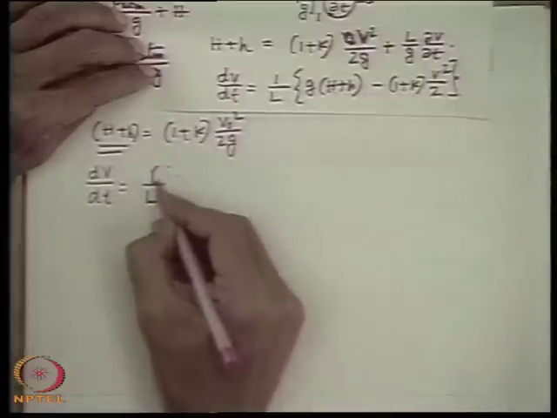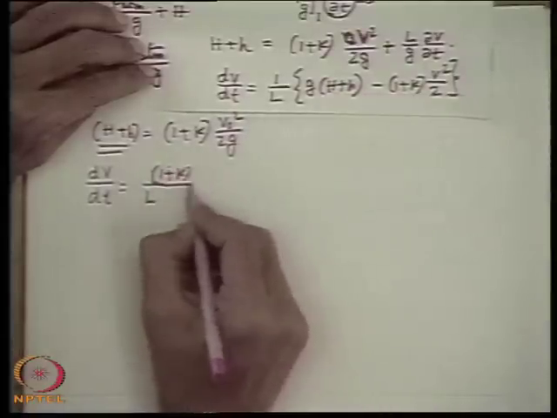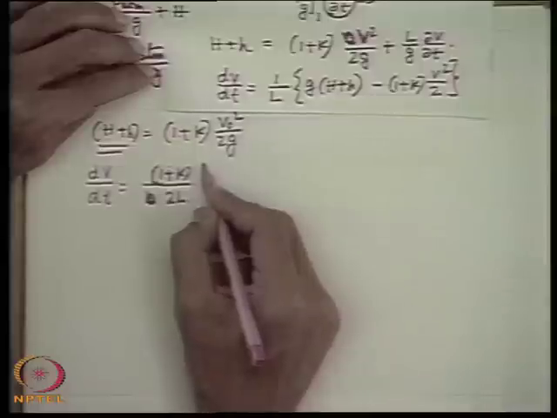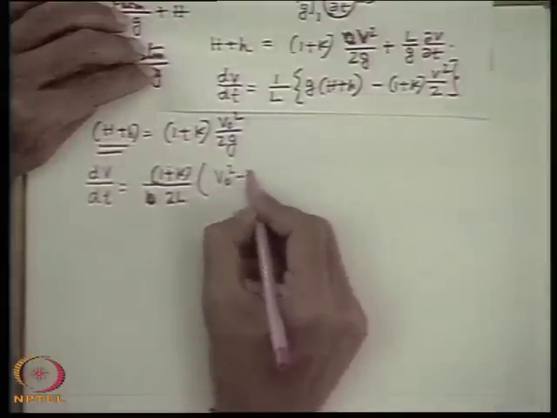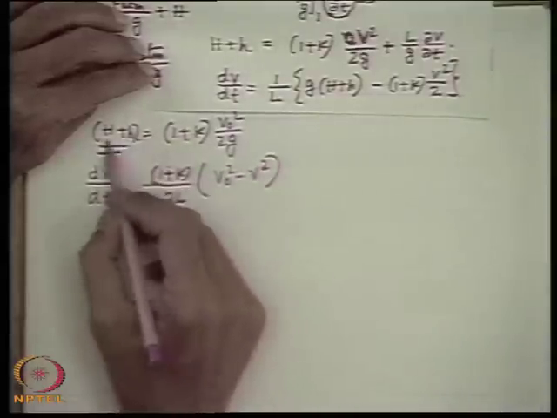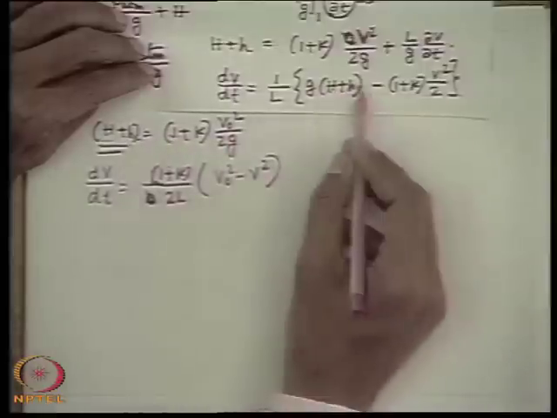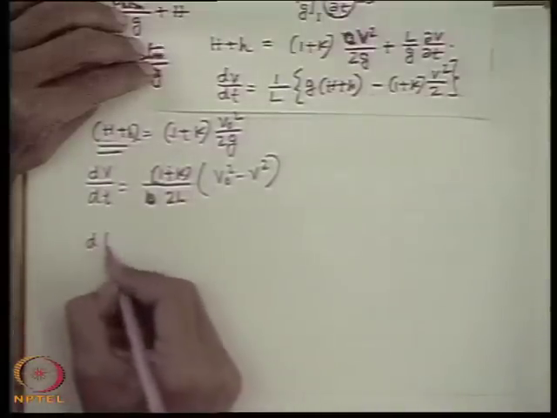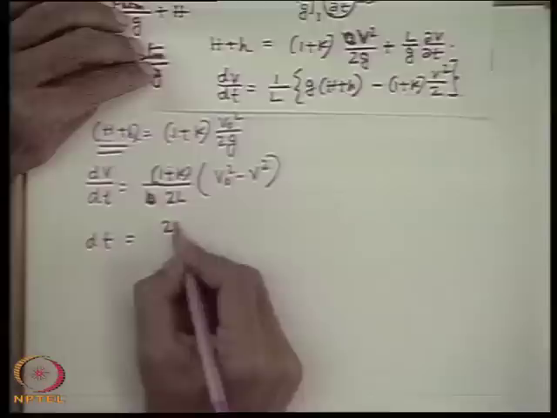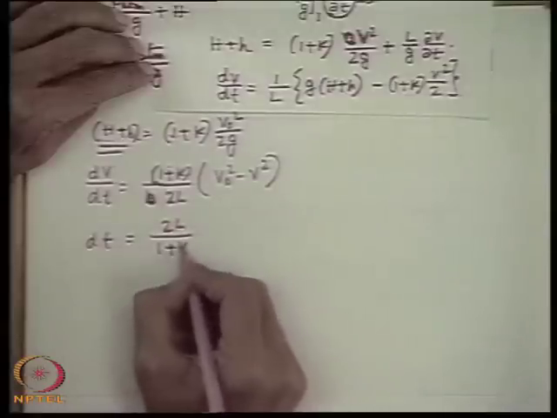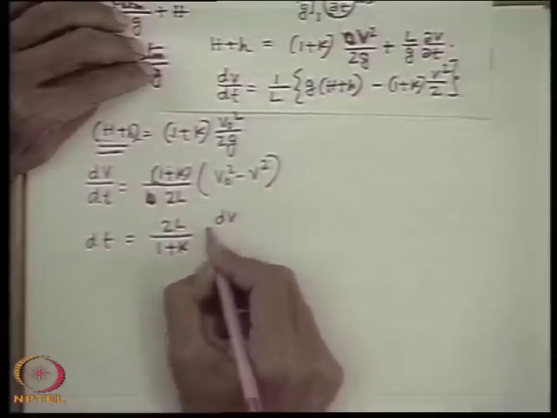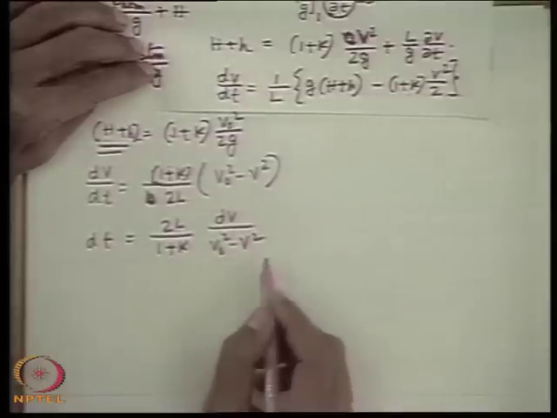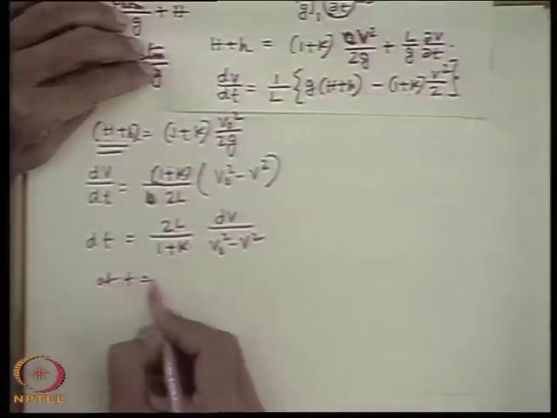So 1 by k I can take common, even this 2 I can take common, that means I can write it here 2L into (V0 square minus V square). That means I am substituting h plus H, 1 plus k V0 square by 2g. Here I get this expression. So now if we write dt is equal to 2L by (1 plus k) into dV by (V0 square minus V square). So at t is equal to 0, velocity is 0.